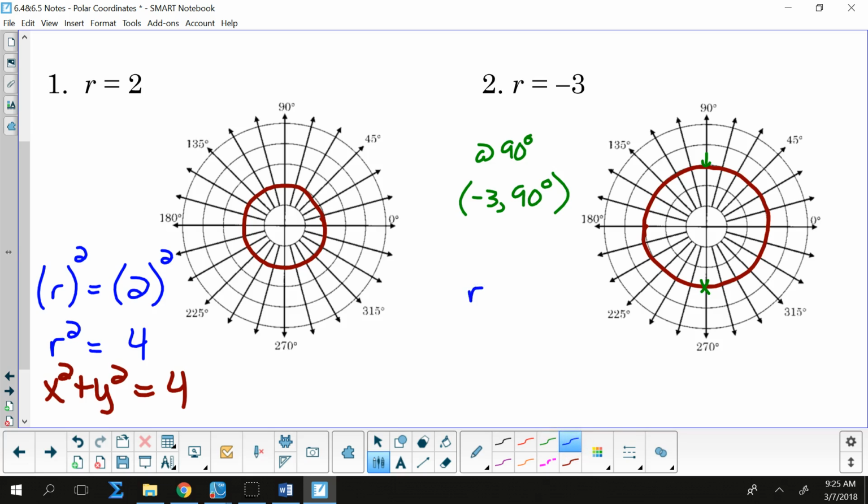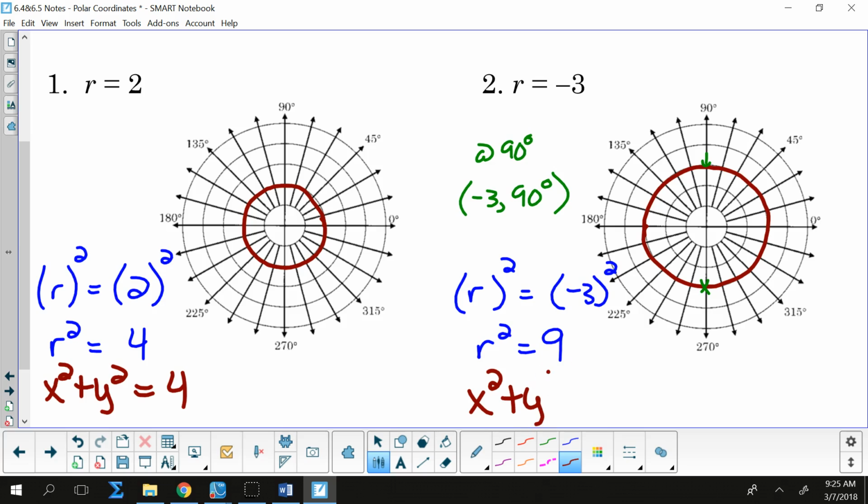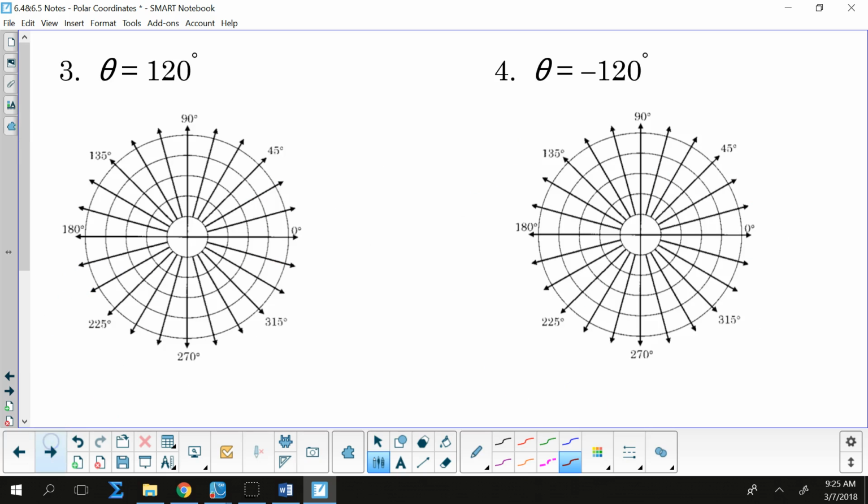If I wanted to convert this, I would square both sides. And that would give me r squared equals 9. So that is x squared plus y squared equals 9. Center at the origin, radius of 3. All good. Let's try 2 more. Try graphing those 2 and converting them into rectangular form.